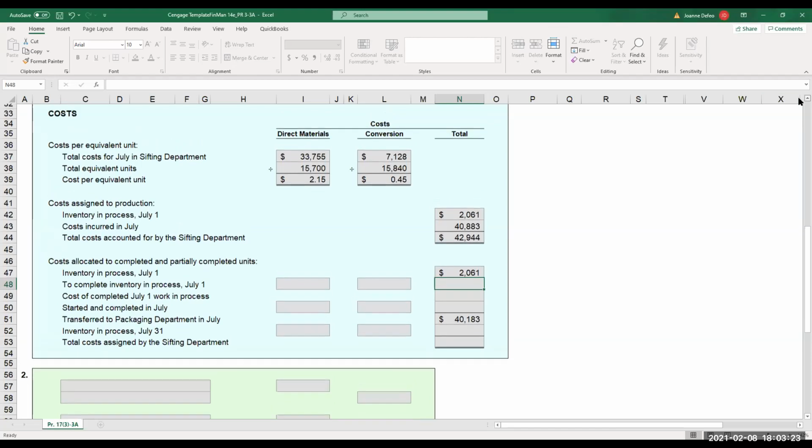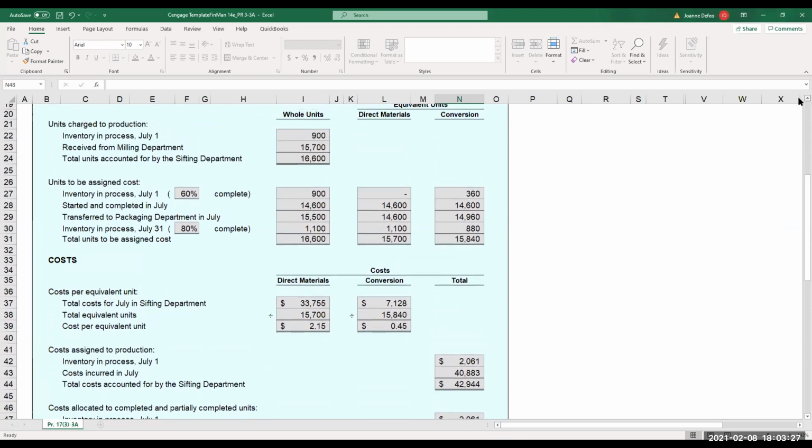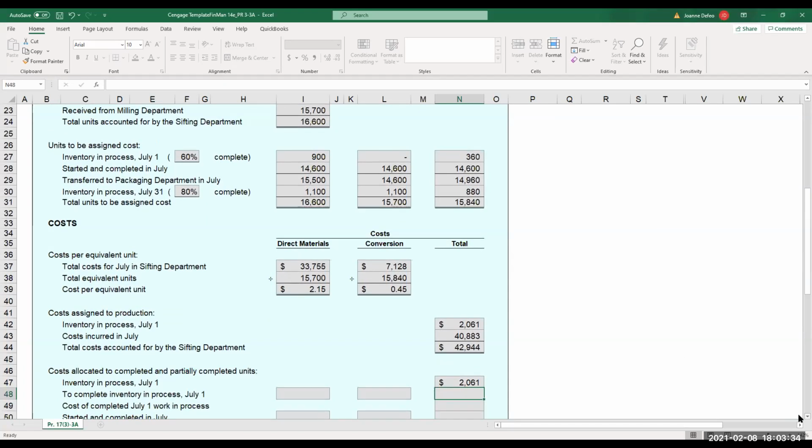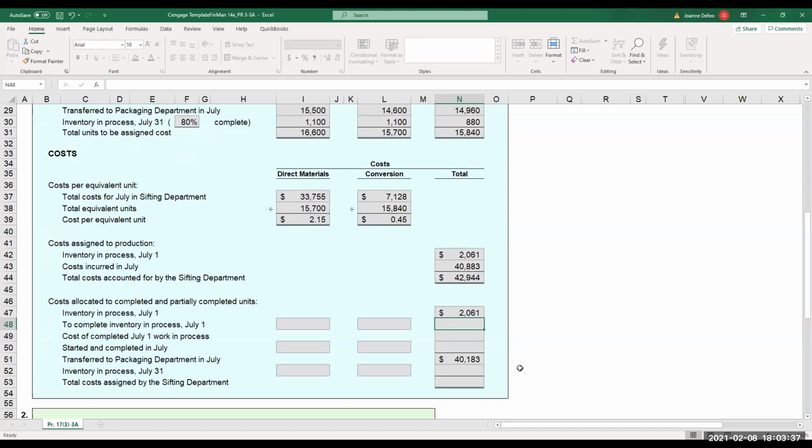So let's just go back up here and see if the answer is up there. I just want to see. Okay. Dollars, 162. All right, this is going to be zero because material, it had all the material. We didn't have to add that. 3190. Started and completed. To complete inventory. And, all right. Equivalent units in process as of July 1 times the conversion cost per equivalent unit. Okay. So just bear with me. I just want to figure out something.